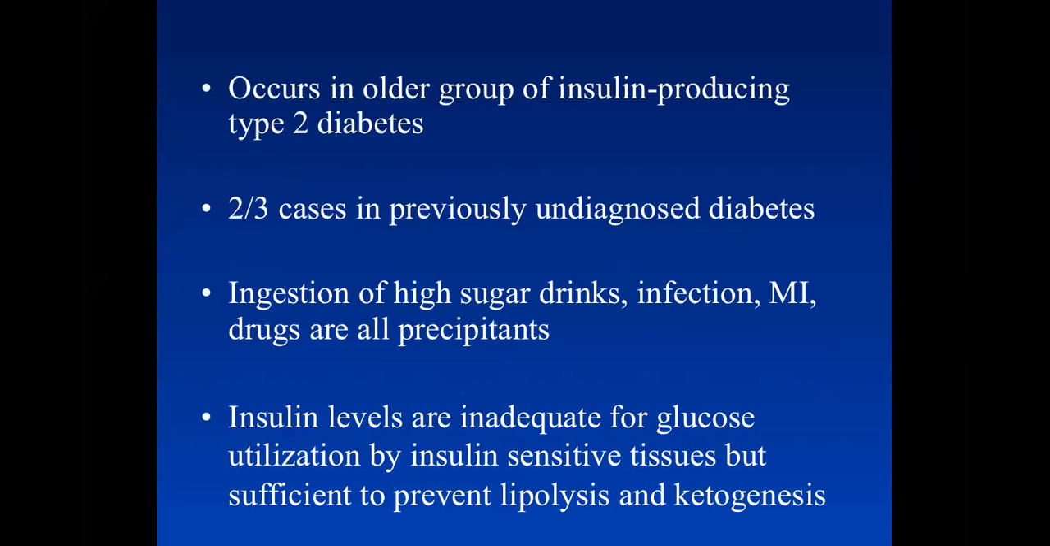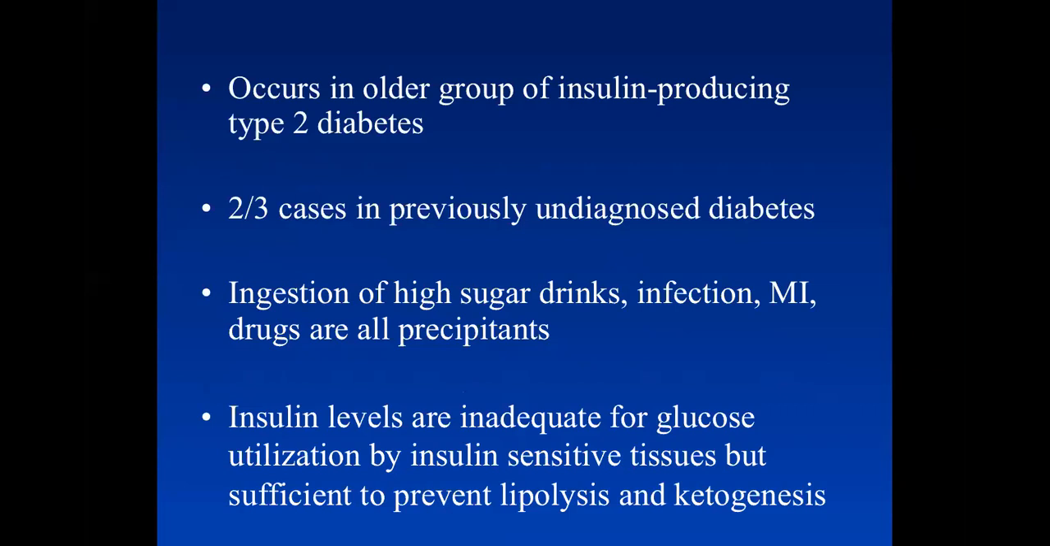Okay. So we see this mostly in people with type 2 diabetes, elderly people, and 2/3 of the cases can occur in previously undiagnosed diabetes. Okay. Again, as I said, in addition to things I said, ingestion of high sugar meals or high sugar drinks can be a precipitating factor.